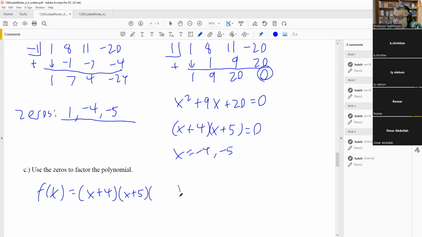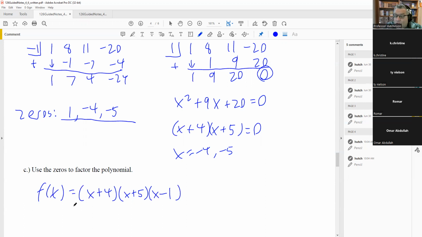Now, the way that we do that, if we have a 0 and you want to turn it into a factor, you just put x minus, and you just put the number in there, whatever it is. So in this case, I'll just put in an x minus 1. So now this is going to be fully factored. If I set this thing equal to 0, I'm going to get 1, -4, and -5.